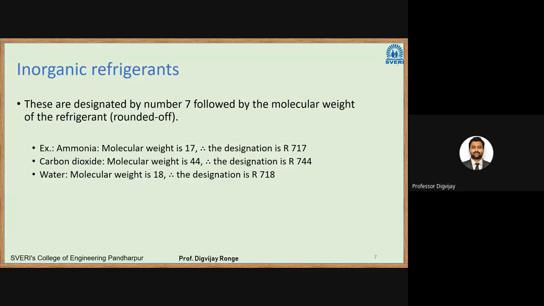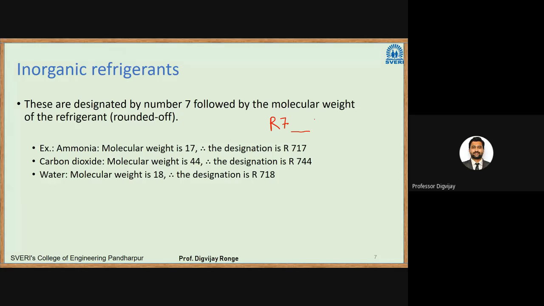We all know that if I want to specify a refrigerant, the first letter should be R, and if R is followed by 7, that means we are talking about inorganic refrigerants. Whatever follows R7 will be the molecular weight of that chemical.